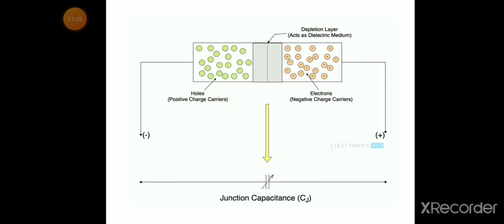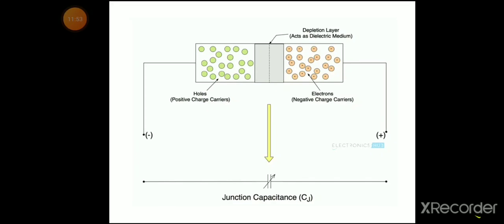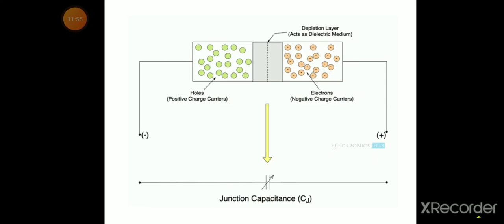You can see the junction capacitance Cj. This is the negative side and this is the positive side, holes and electrons. The depletion layer acts as a dielectric medium. Positive charge carriers, negative charge carriers, this is just like the positive plate and negative plate. In between we have the dielectric material, or depletion layer.